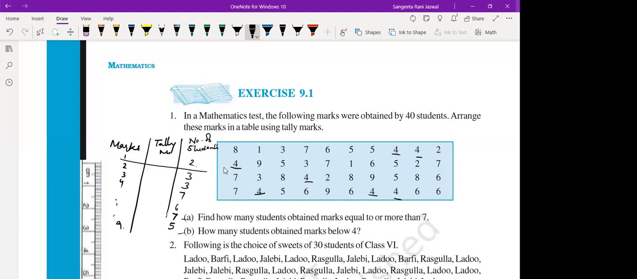Next is eight. How many got eight? Four. How many got nine? Three. Okay, so tally marks also you can make like this. 1, 2, 3, 4, and this is 3. For 7, you can make like this: 1, 2, 3, 4, 5, 6, 7. Can you make vertical bars like this?